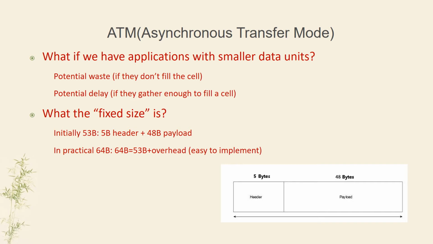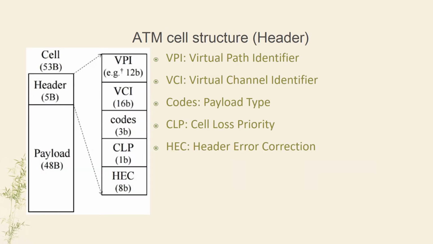Well, initially it was 53 bytes, but in practice we use 64 bytes: the 53 bytes mentioned before, and 11 bytes for the overhead, which makes it easier to implement. So here is the cell structure for the ATM. As we can see, there are 5 parts for the header.